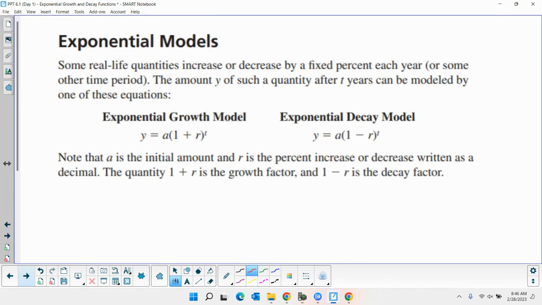All right, so exponential models. Some real life quantities increase or decrease by a fixed percent each year or some other time period. The amount y of such a quantity after t years can be modeled by one of these equations. So there's your exponential growth model: y equals a, which is the initial amount you start with, times the quantity 1 plus r when it's growth. r is the percent of increase. It's a rate. It's in percent, but when you put it in the calculator or in the formula, how do you change the percent to a decimal?